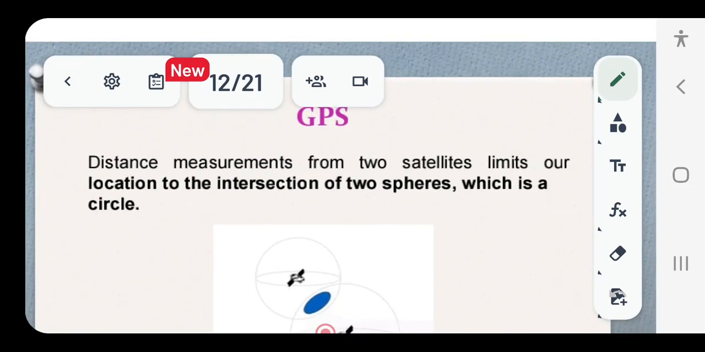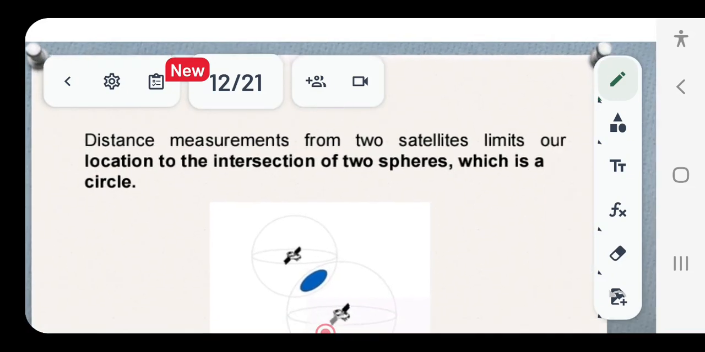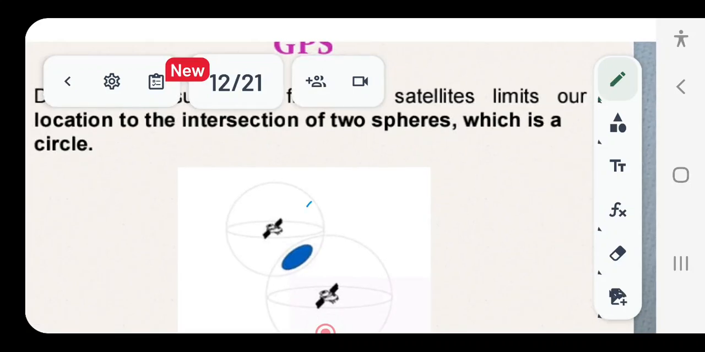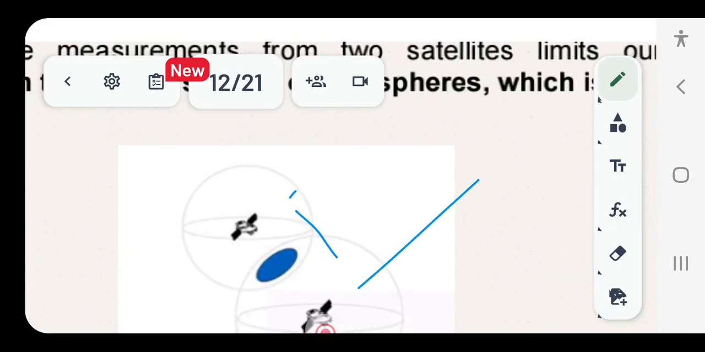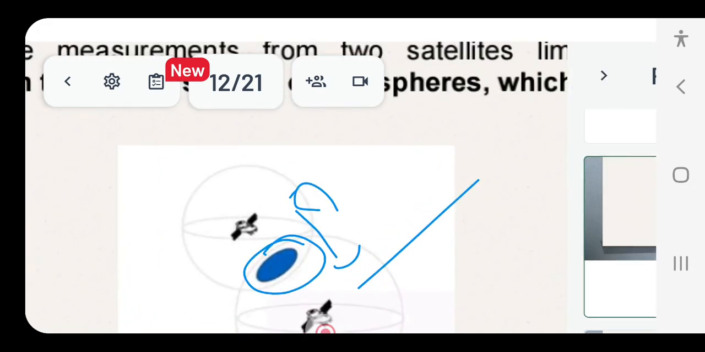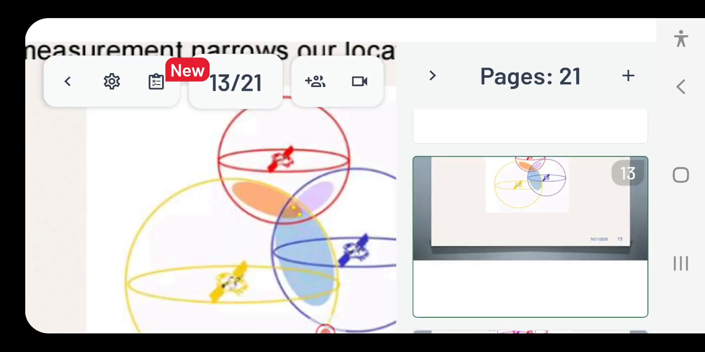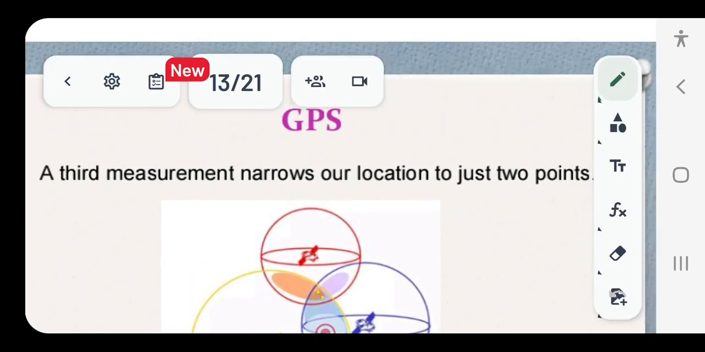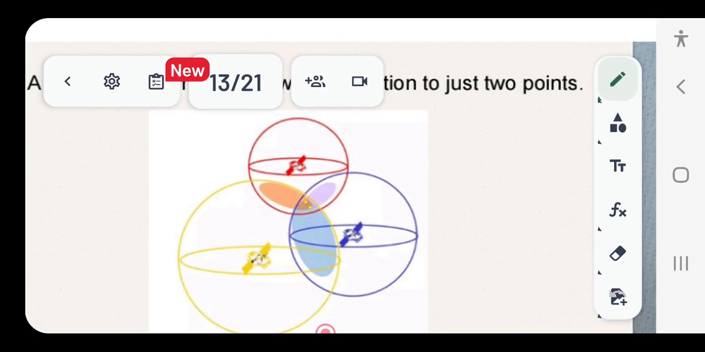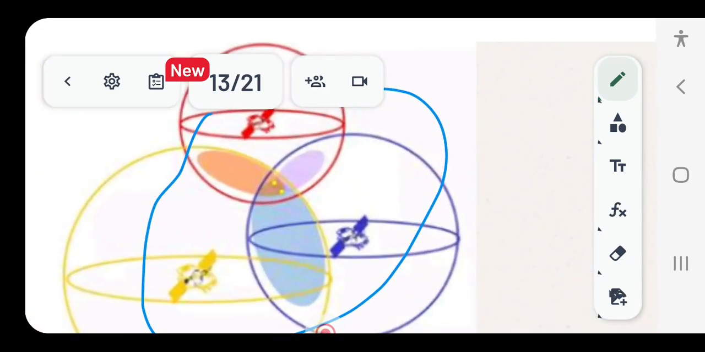So the distance measurements from two satellites, as you can see in the picture, two satellites are involved. From two satellites the information is gained. Then the intersection between these two spheres, the location is given actually as a circle. So a third measurement is to be done in addition to this. Now there are three satellites involved, and now the position is made accurate to 2 points.